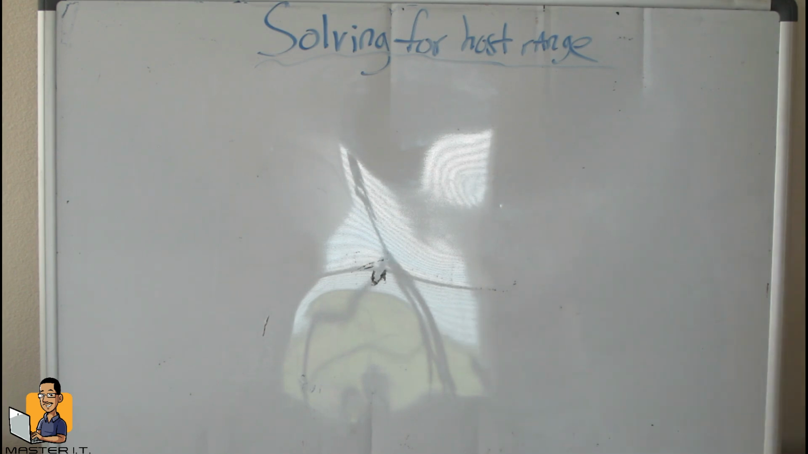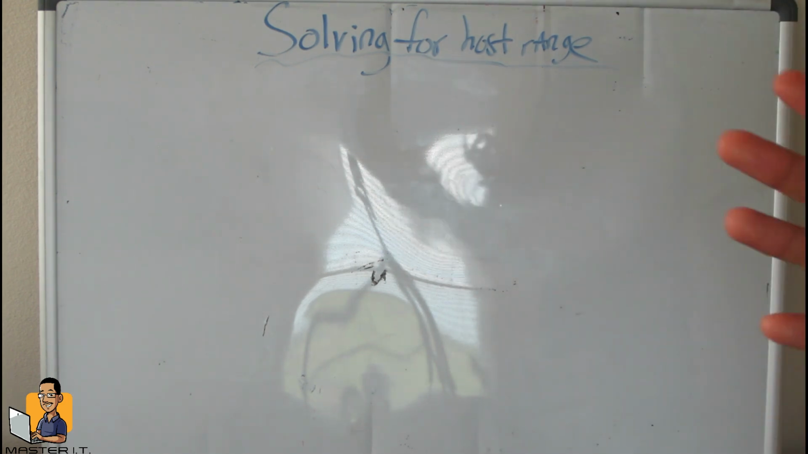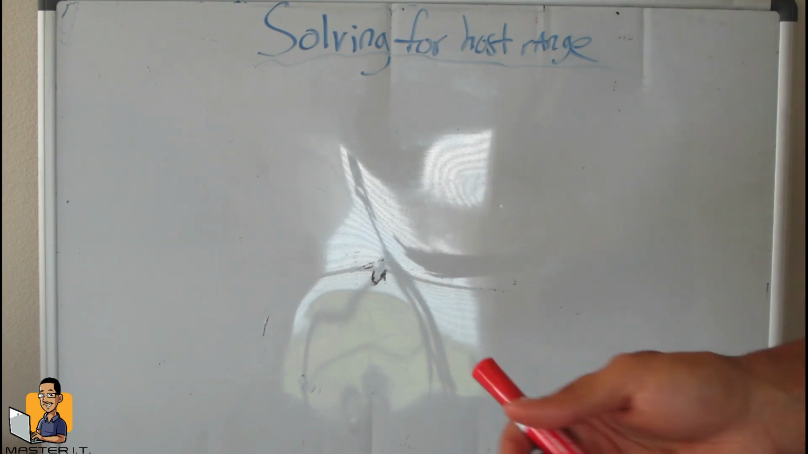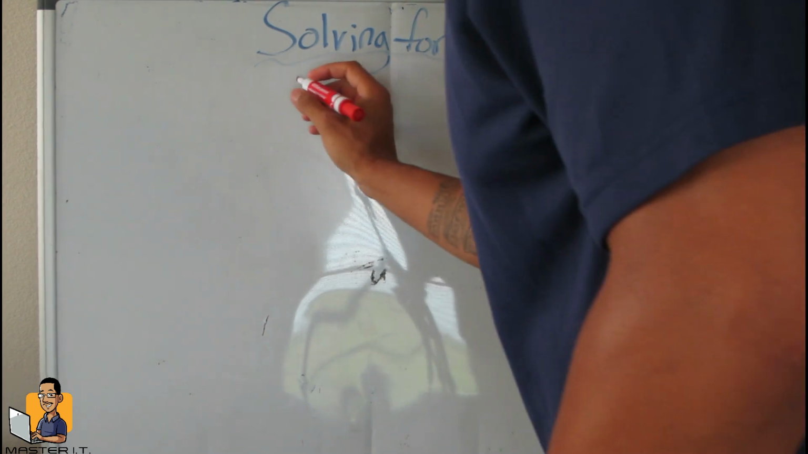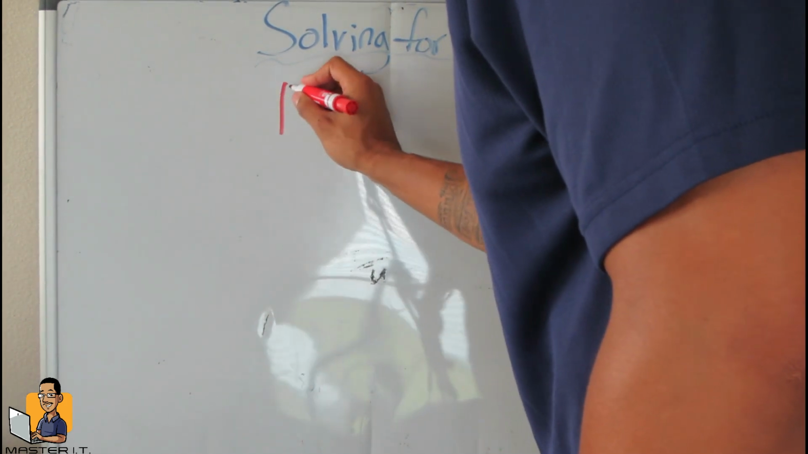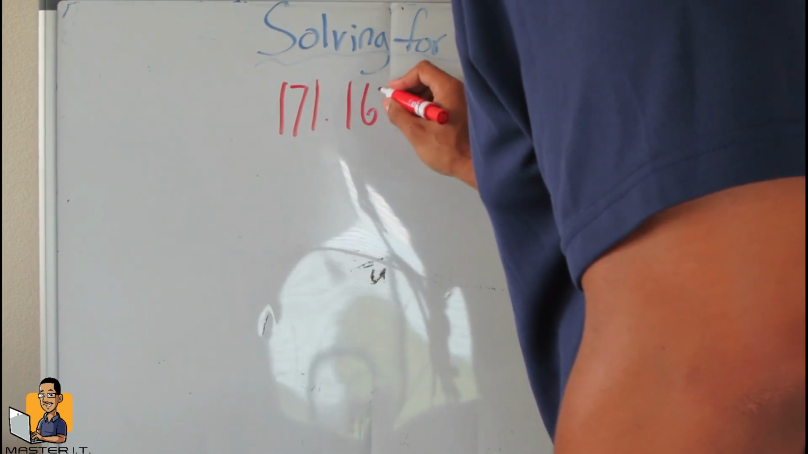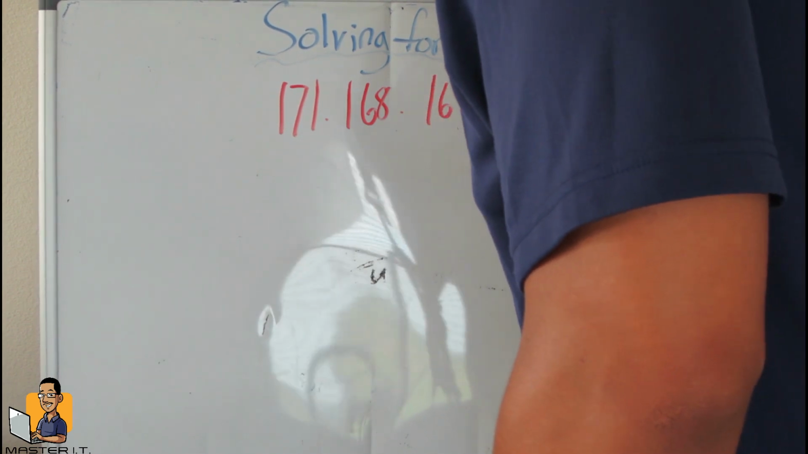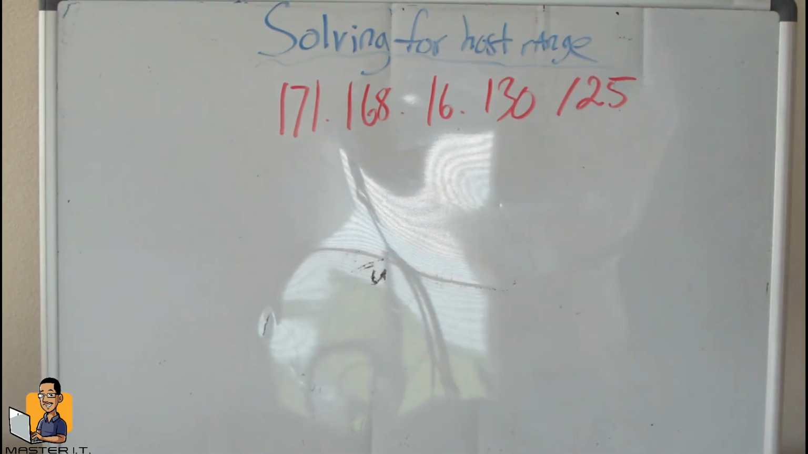So we figured out how many hosts, how many subnets, how to convert decimal to binary, but now we gotta actually figure out what IP addresses we're gonna assign to the devices. All right, so I know I got 126 hosts, but what IP addresses can I actually assign to those hosts? To make it real simple, use the same IP address, 171.168.16.130/25.